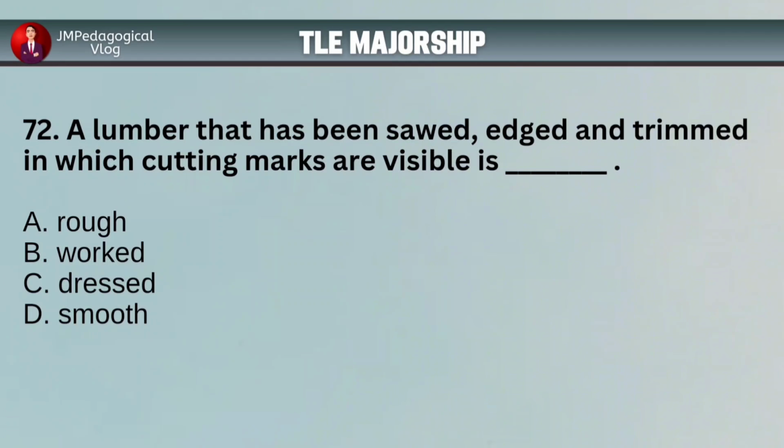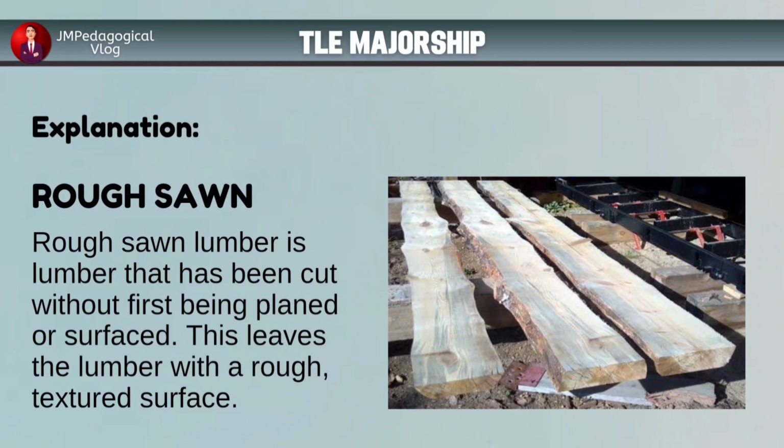72. A lumber that has been sawed, edged and trimmed in which cutting marks are visible is A. Rough. B. Worked. C. Dressed. D. Smooth. A. Rough. Explanation. Rough sawn lumber is lumber that has been cut without first being planed or surfaced. This leaves the lumber with a rough, textured surface.